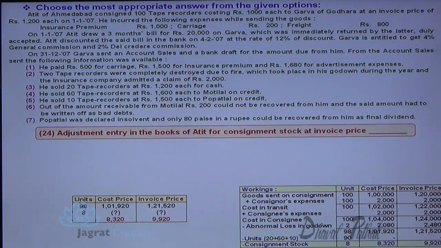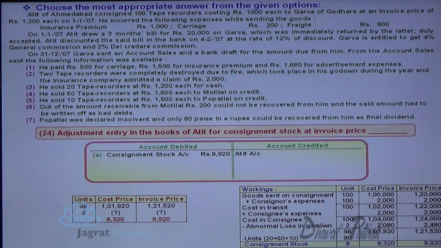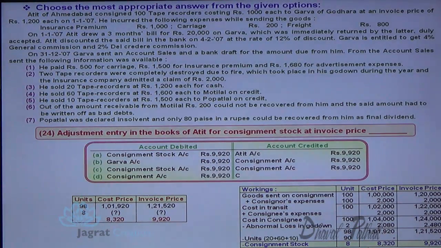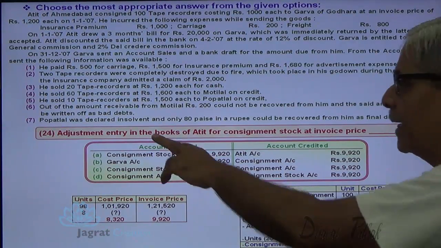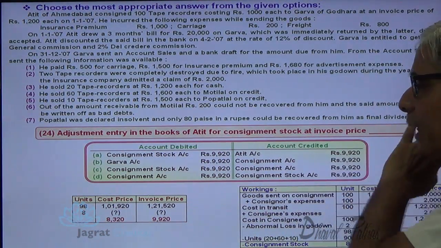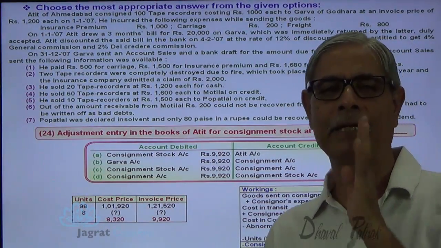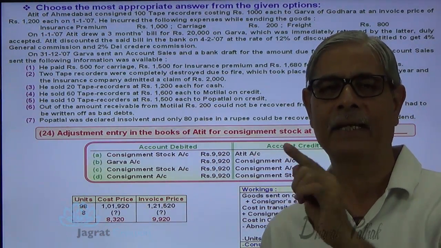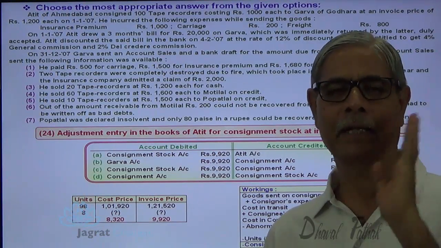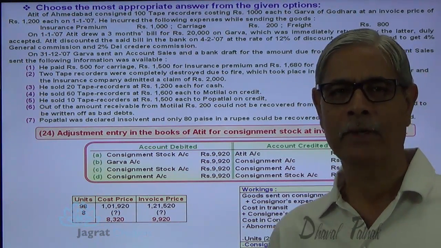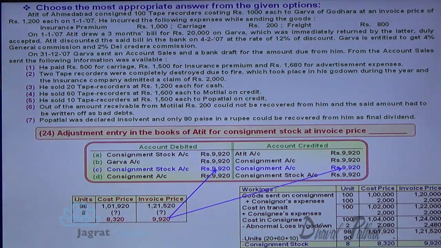Now, the adjustment entry in the books of Atit for consignment stock at an invoice price. Consignment stock is to be credited to the consignment account. It is credited here at an invoice price. So the consignment account is to be credited. Consignment stock account debit to consignment account credit is the correct answer. Option C is the correct answer for this consignment stock adjustment entry.